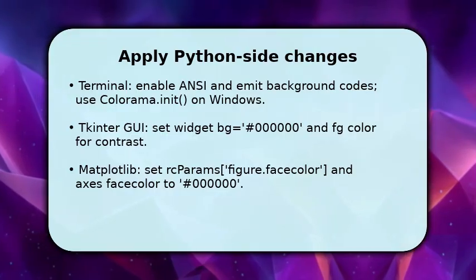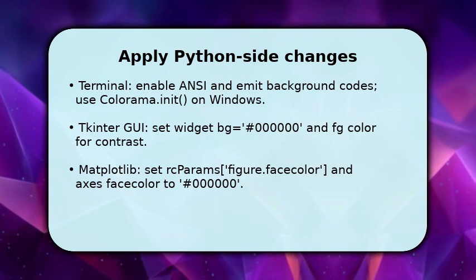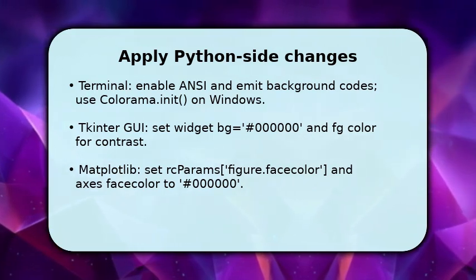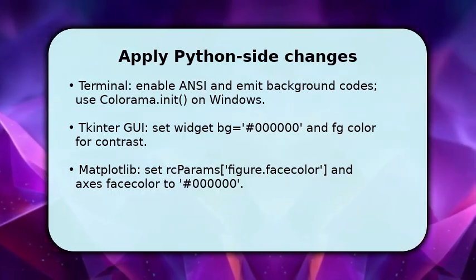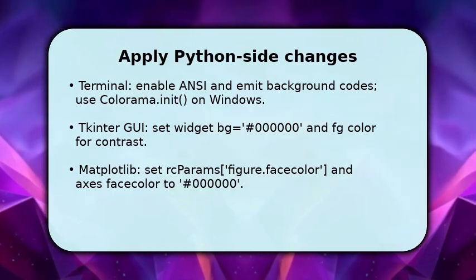For matplotlib, set rcParams figure.facecolor and rcParams axes.facecolor to #000000 before plotting, and adjust text and line colors. These steps ensure the black background shows across GUI, plots, and consoles.